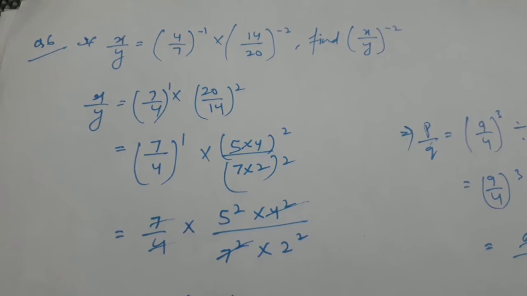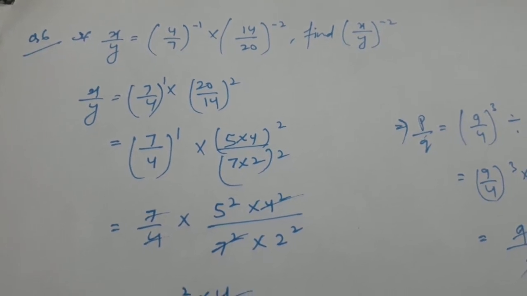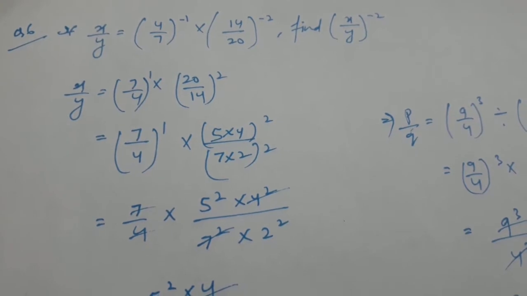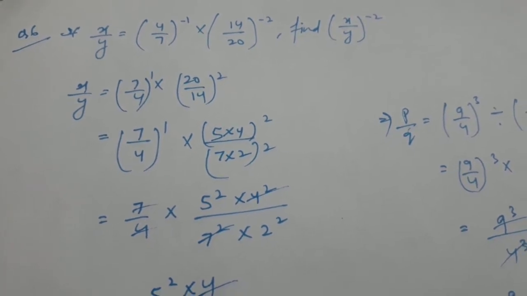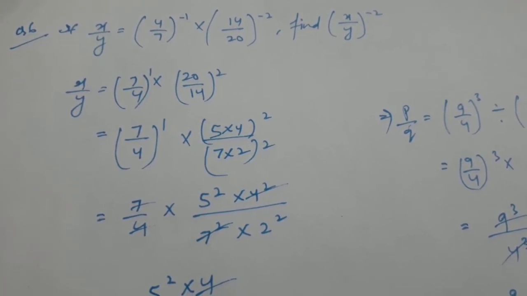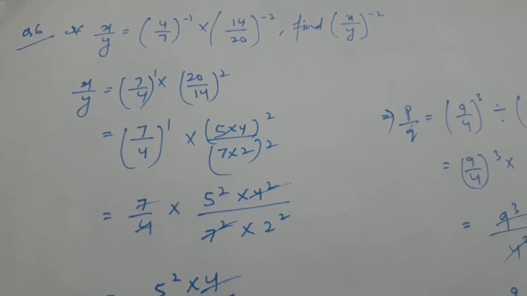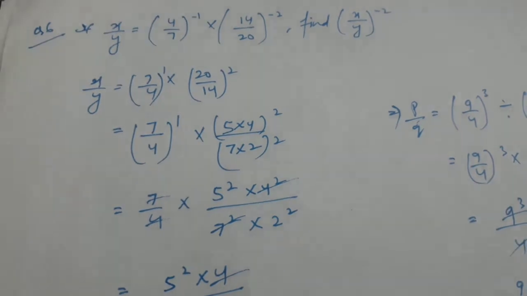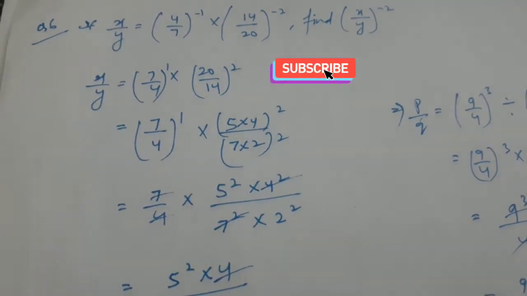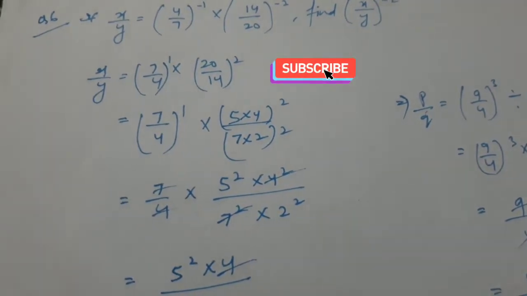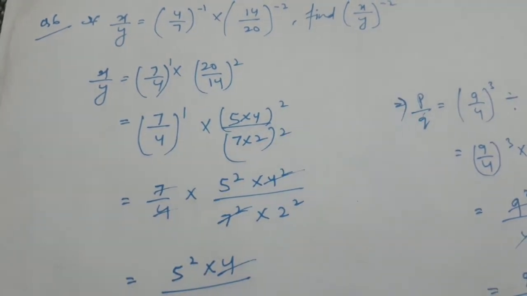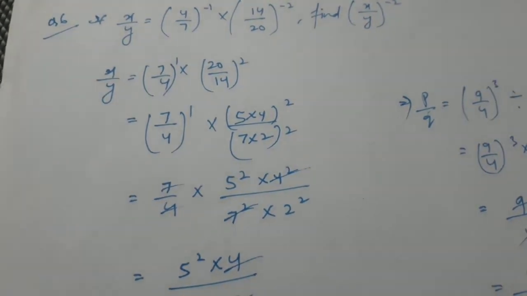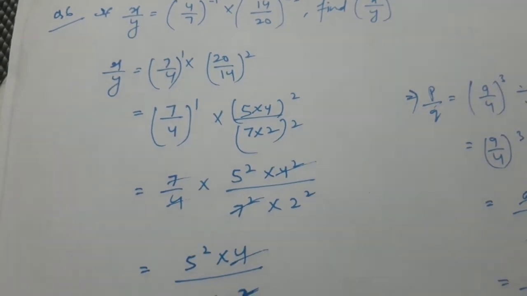In question number 6, if x by y equal to (4 by 7) raised to the power minus 1 into (14 by 20) raised to the power minus 2, then we will find out (x by y) raised to the power minus 2. x by y equal to (7 by 4) raised to the power 1 into (20 by 14) raised to the power 2. So 20 can be written as 5 into 4, raised to the power 2, and 14 can be written as 7 into 2, raised to the power 2.